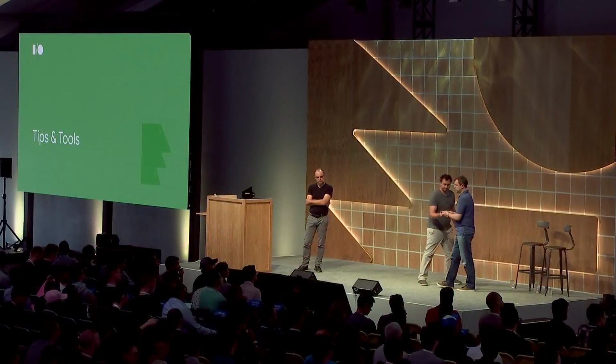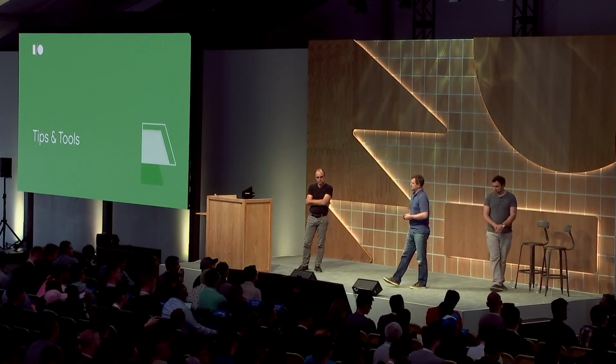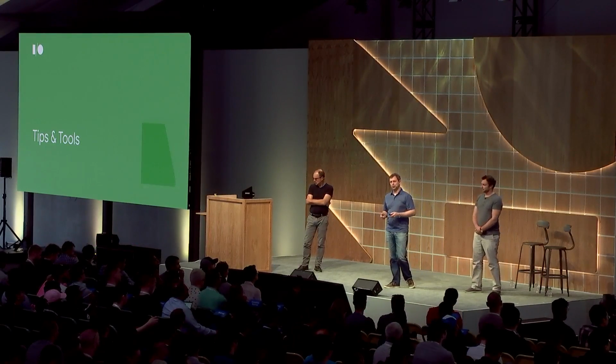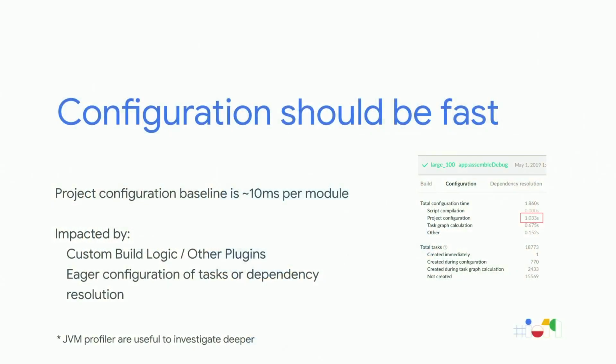All right, so we're going to talk about some tips and some tools to help you better configure your project. The first thing I want to mention is that configuration should really be fast. I talk to developers a lot, and they tell me that their configuration is fairly slow. I actually talked to a developer just today telling me 150 modules, almost 10-second configuration. And this is really not in line with what the baseline should be, right?